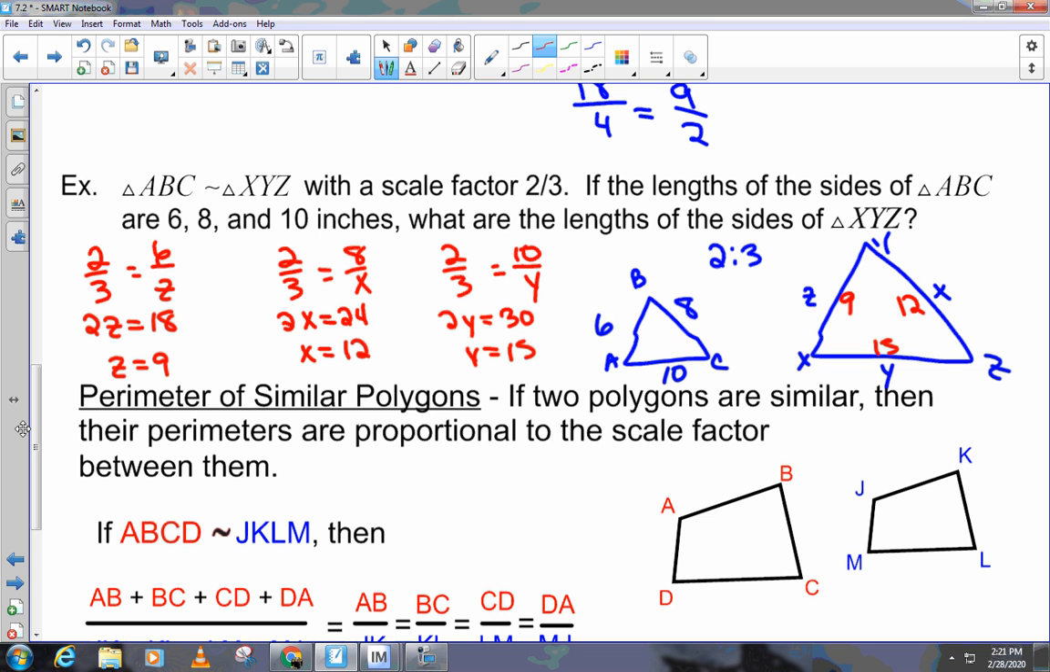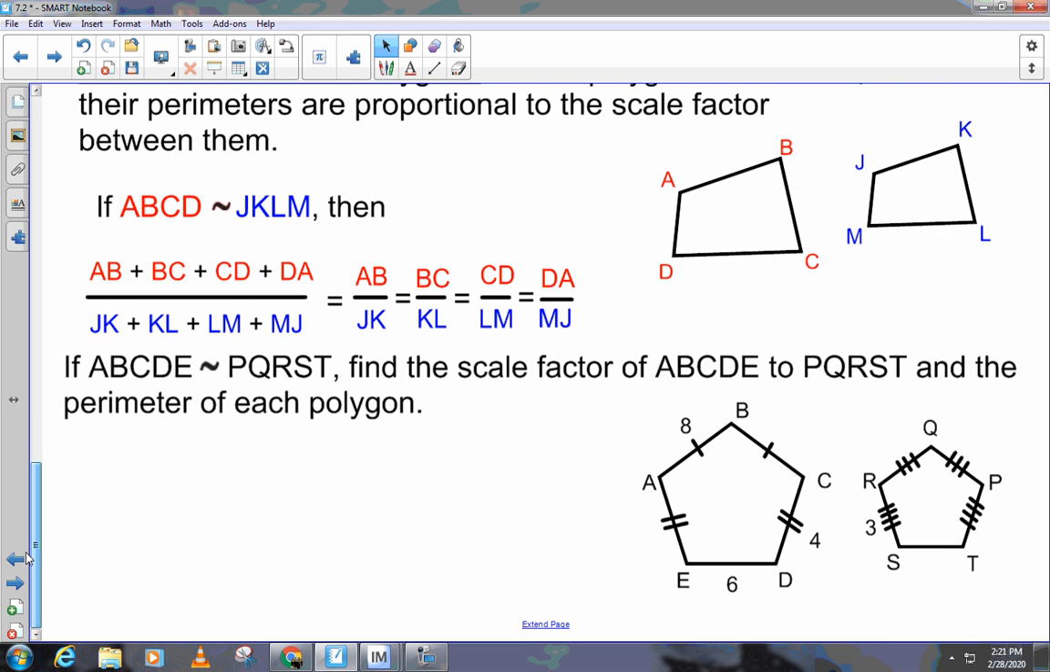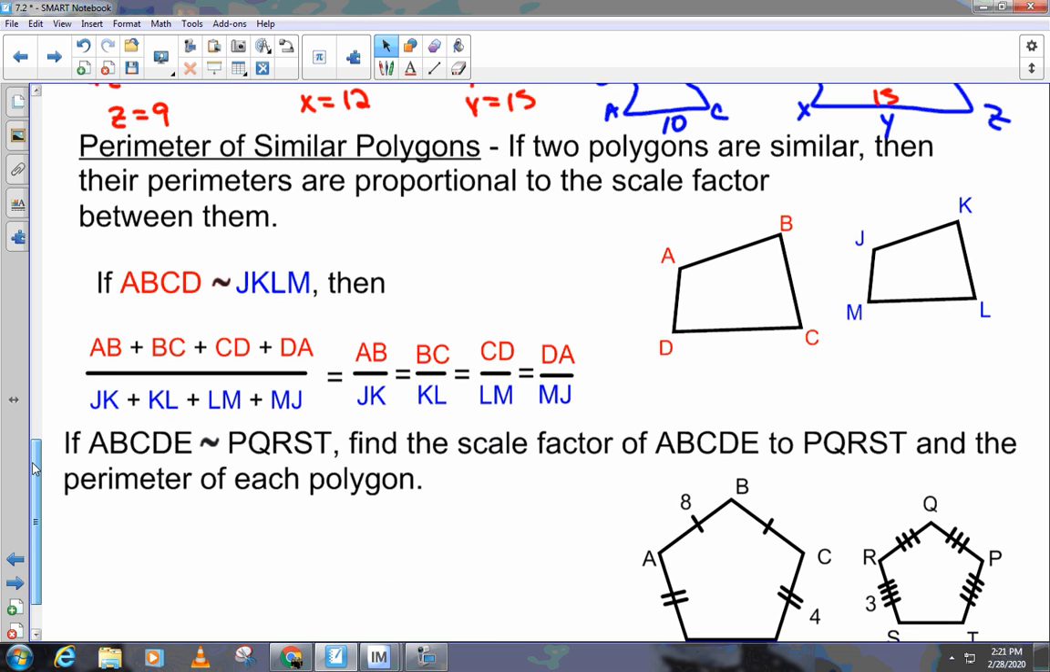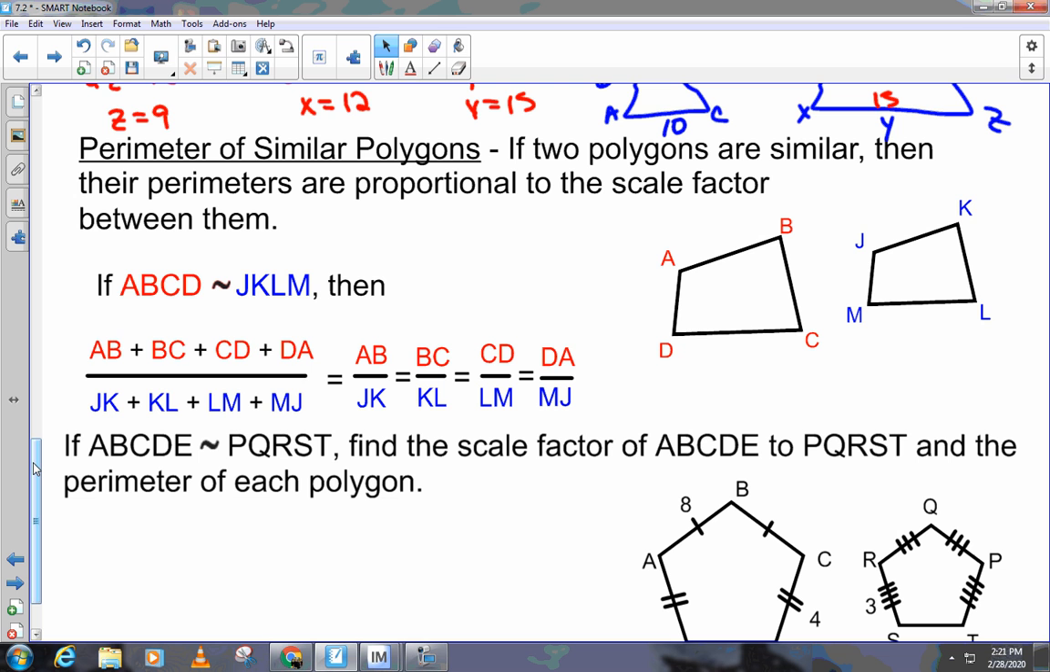I got one last thing to show you. One more example. Now this is the hardest thing for people to remember. And when I taught this to my advanced classes, this is one thing they forgot about. Now, we said that the sides were proportional in similar triangles, right? The other thing that's proportional, not only are the sides proportional, but the perimeters are proportional to the scale factor or to the sides.